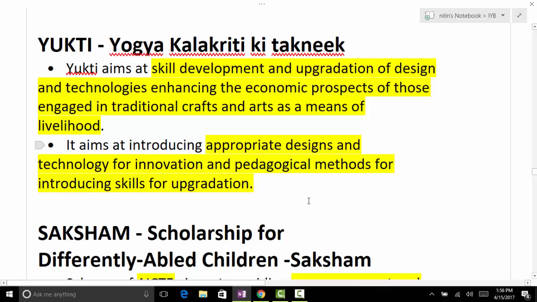So yukti, yogya kalakriti ki technique. From the kala, you can say kalakriti is something art, right? So from here you can try to get the idea what this yukti will talk about. Traditional arts and crafts.